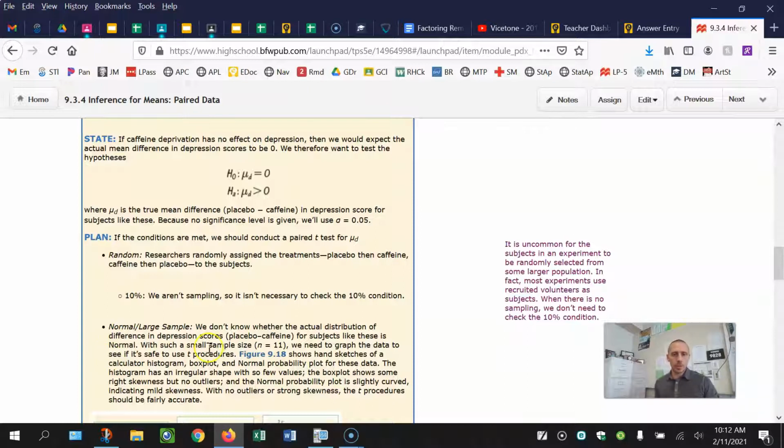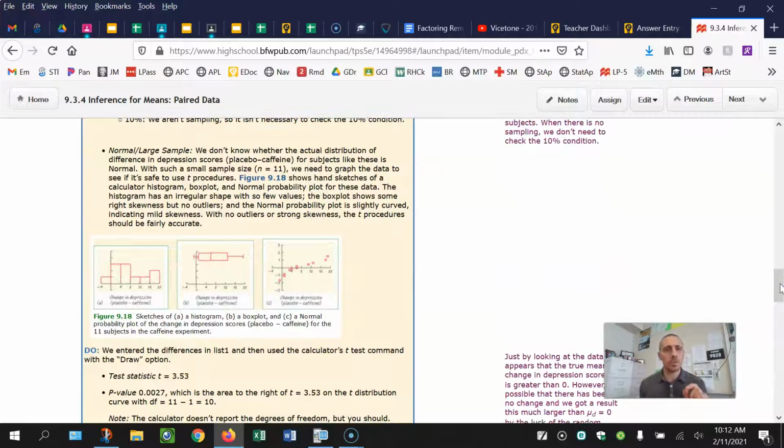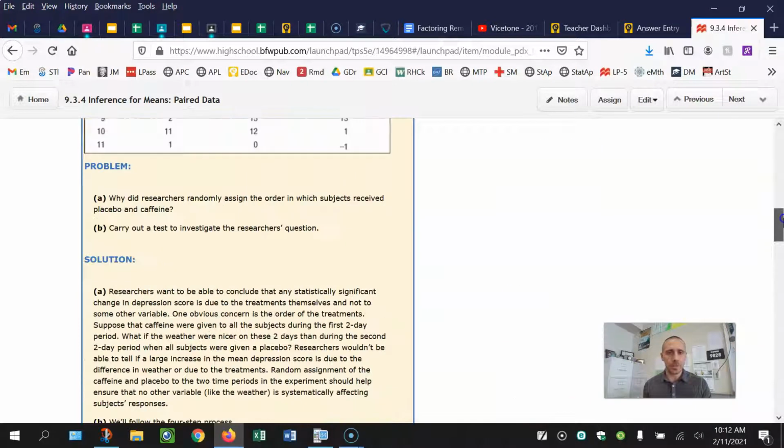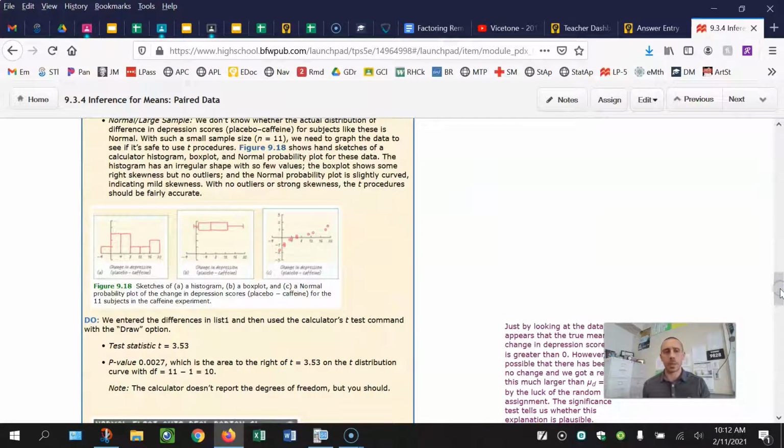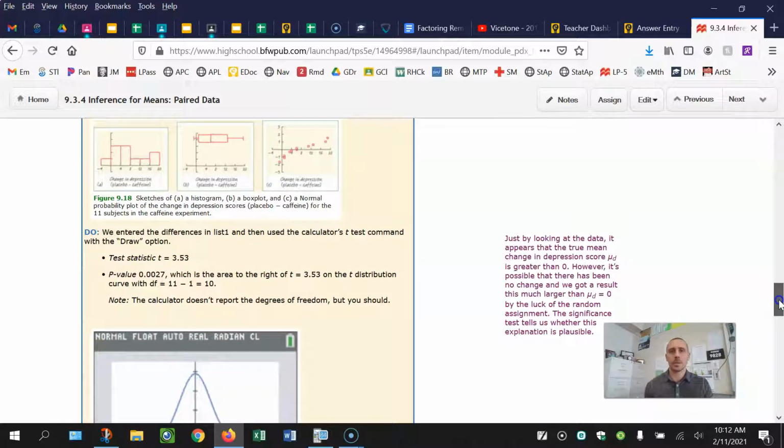The normal large sample condition: 11 is not greater than 30. They didn't tell us anything about the shape of the population, so you'd have to look at the 11 differences. I'm only focused on these differences, putting those into a list and looking at a dot plot or a box plot. I see no strong skewness or outliers, so we're good to go. So conditions met, we're going to do what's called a paired t-test with degrees of freedom equal to 10. It's the number of pairs minus 1.